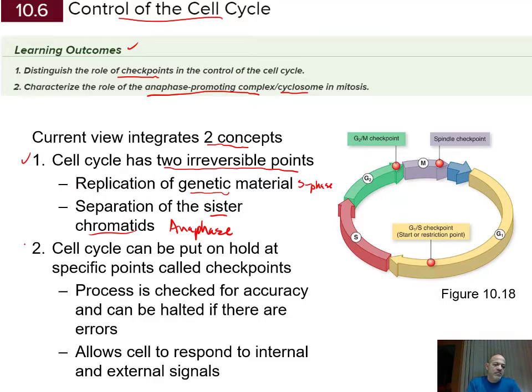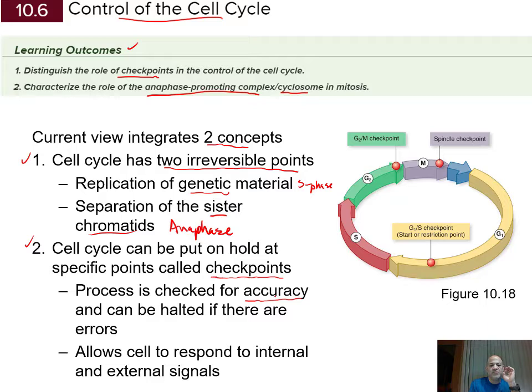The second major idea here is that you can put these processes on hold. Once you start these processes, you can't stop them. So you can put these processes on hold at certain checkpoints in that cell cycle. And these checkpoints are important because they're going to check the process to make sure that things that are supposed to have happened before progressing in the cell cycle have been done correctly or accurately. And if not, then we can stop and try to fix things before progressing.